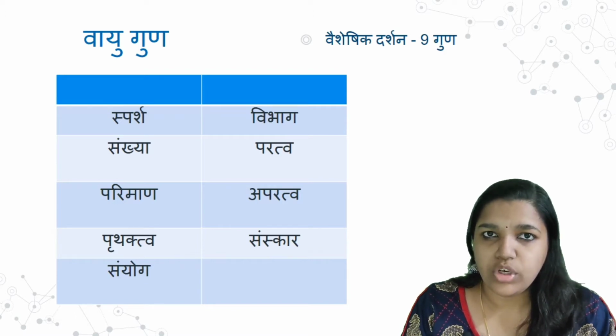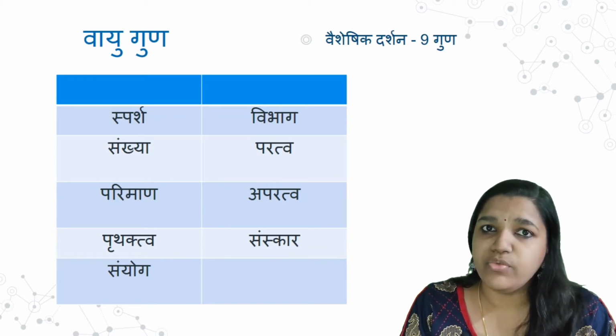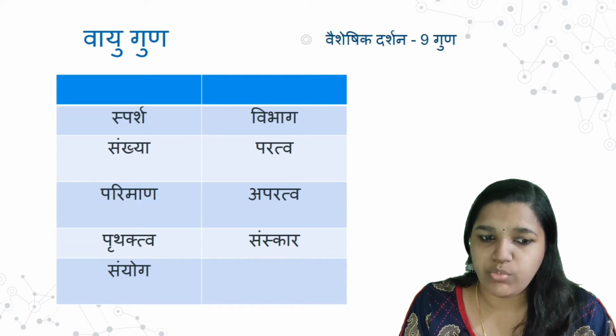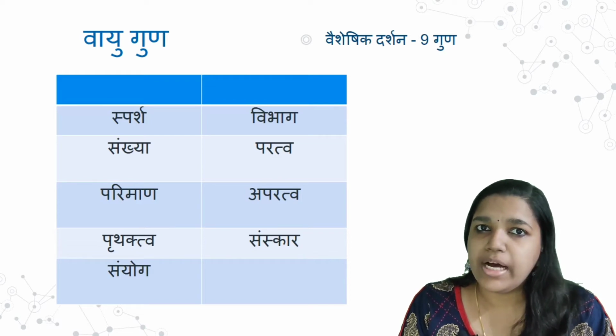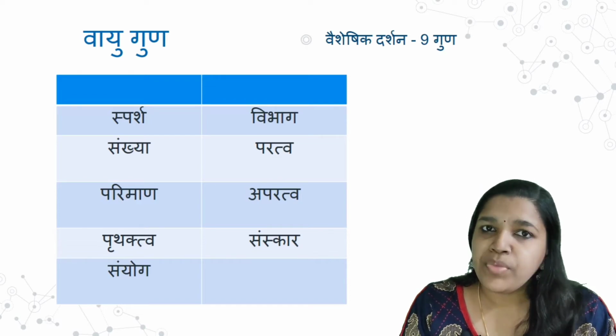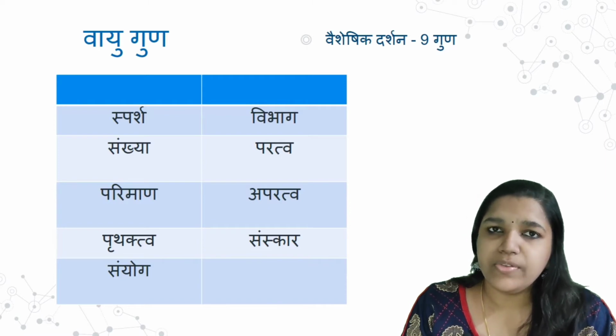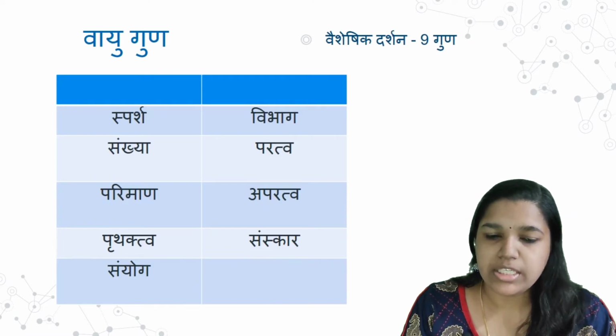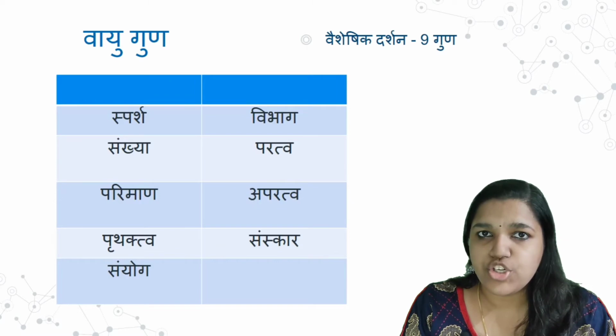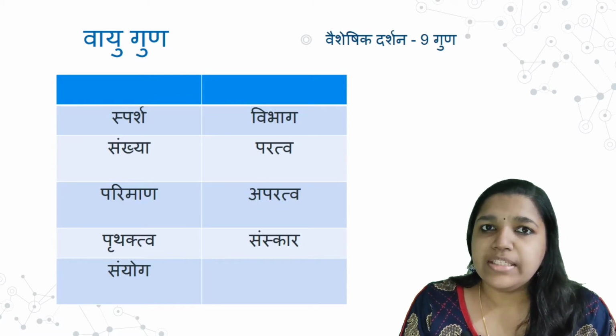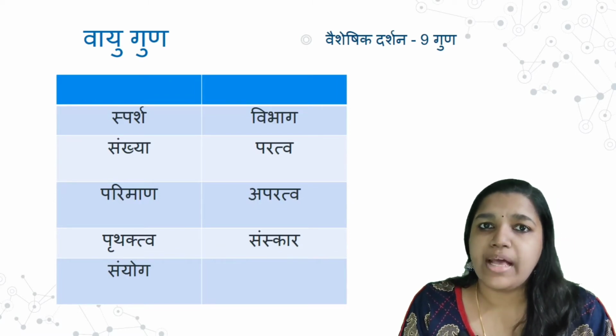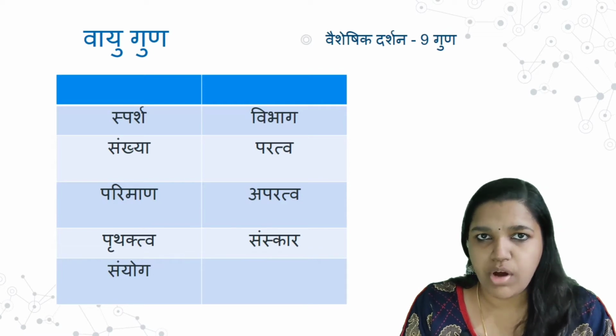Prithakva, Samyoga, Vibhaga. Prithakva means that by which we can differentiate from one another. Samyoga and Vibhaga are the union and disunion. Paratva and Aparatva mean the superior and inferior quality, and Samskara is the transformations which we can do. So these are the 9 gunas which are told as per Vaisheshika Darshana for Vayu Guna.